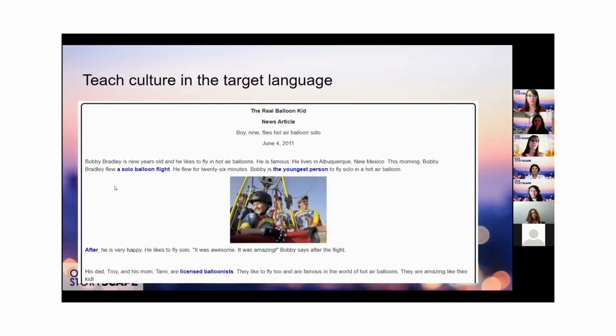It also helps you to teach culture in the target language. So you can use English to teach about what's happening in English-speaking countries because they have all of the vocabulary that they know. So it's not like a separate thing like it used to be where you teach about culture in their native language. You can actually teach about it in the target language.